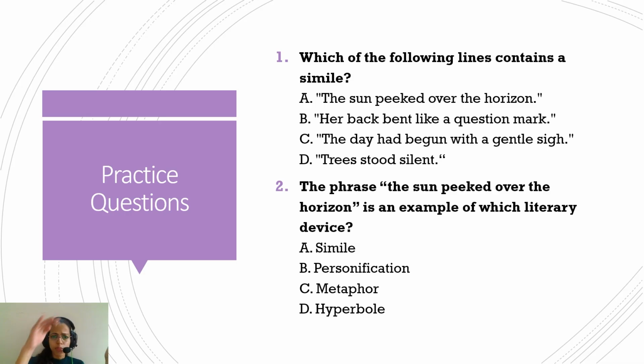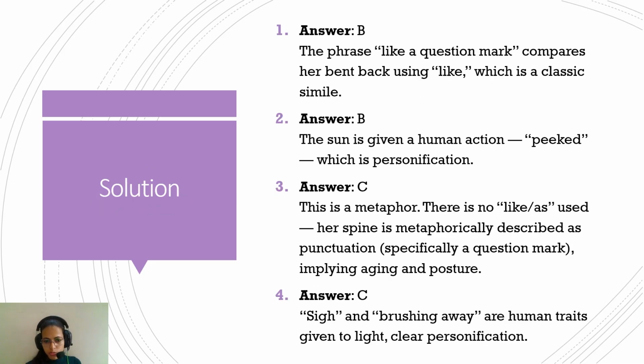So she's an old lady, her back is bent. It's making a curve almost like a question mark. So option B, the curve in her back has been compared with the question mark. The phrase the sun peeked over the horizon is an example of which literary device? Simile, personification, metaphor, or hyperbole? Which is it? The sun peeked. Okay, so it would be B, personification. I hope it is B.